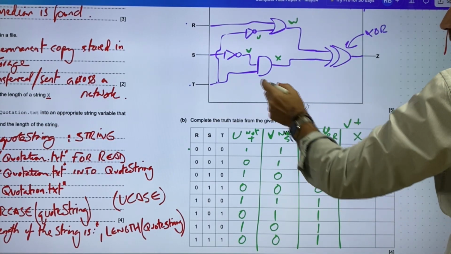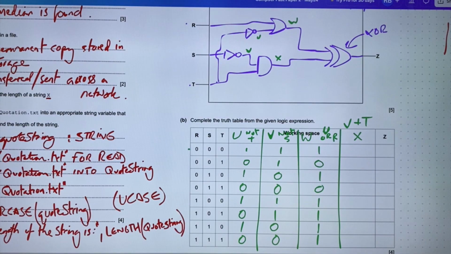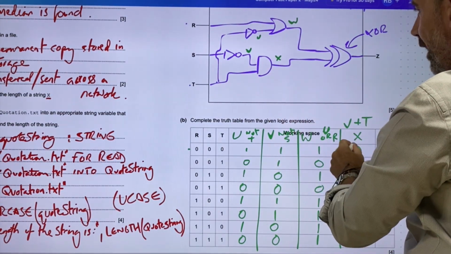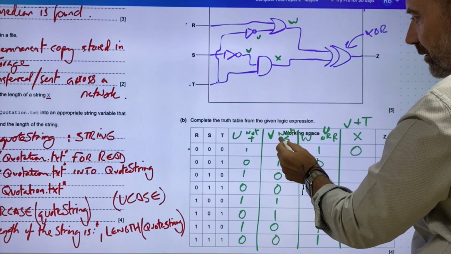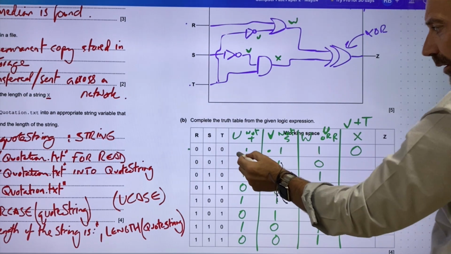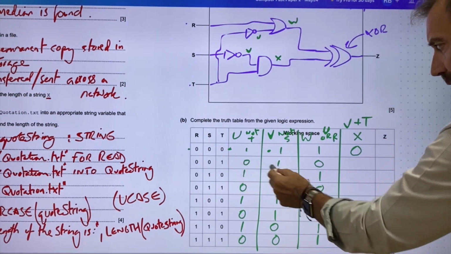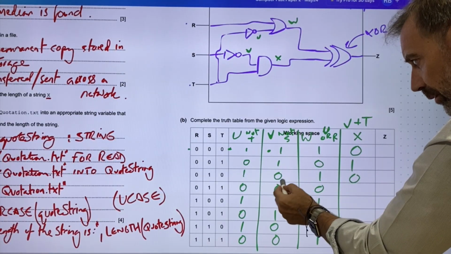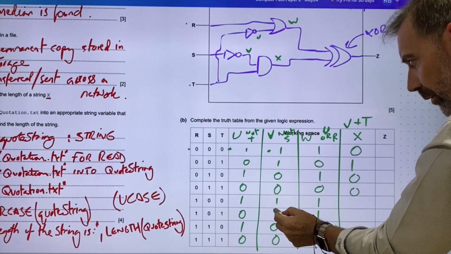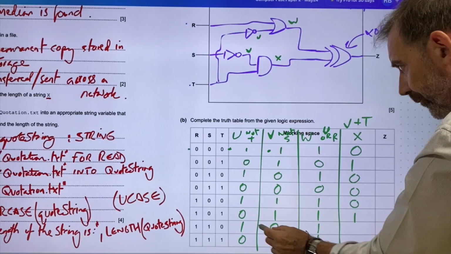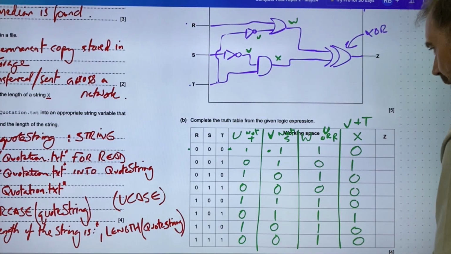and T. Okay, so both have got to be turned on. So V and T. X, this one here, and T. So both that one and that one have got to be turned on. So no, that's okay. No. No. No. Yes. No. No. Okay.